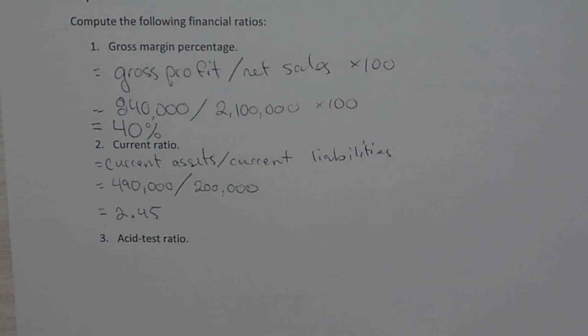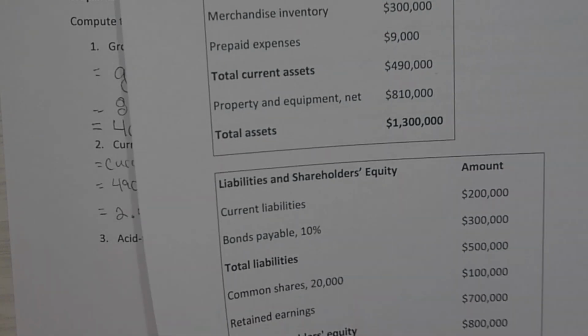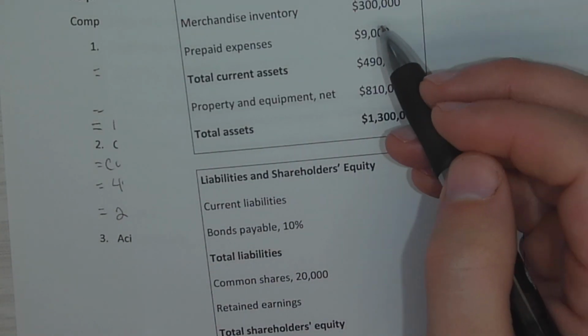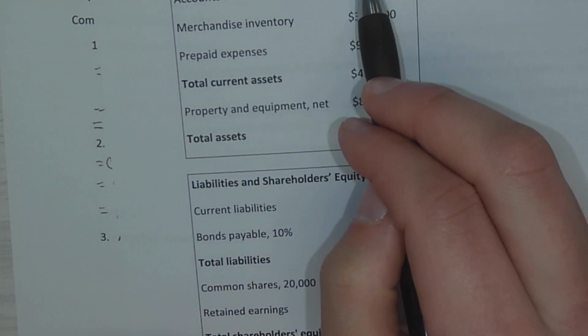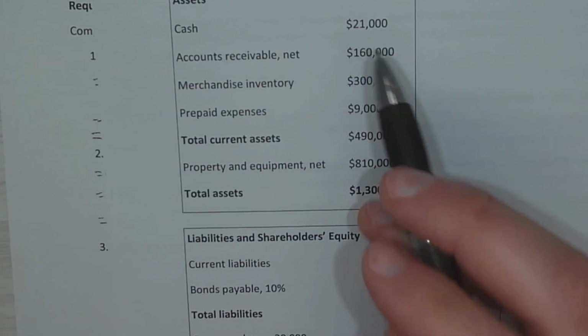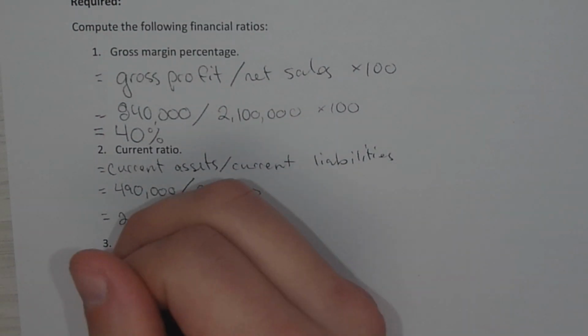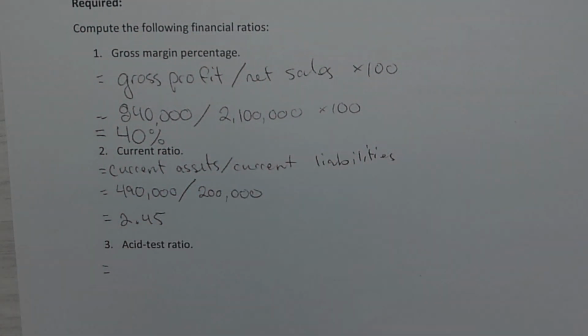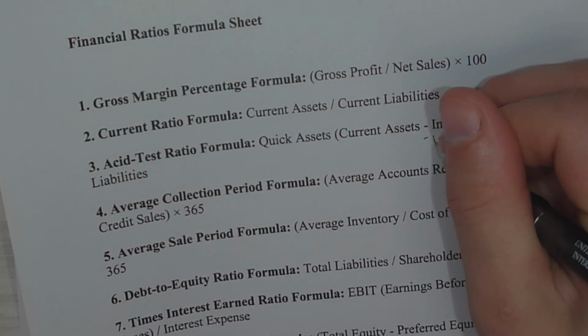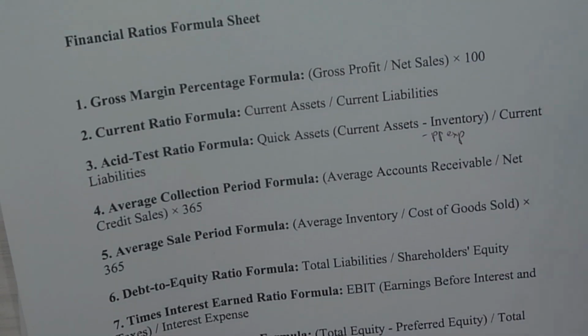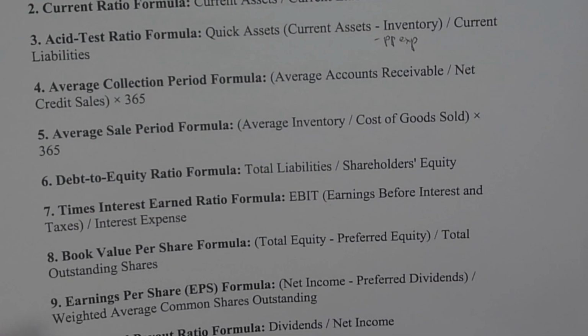Now our acid test is similar, but it's going to be our quick assets, which is going to exclude our merchandise inventory and our prepaid expenses. So it's just AR and cash, which is 160 plus 21, which is 181. And I'll just put the formula here. Our acid test is our quick assets, which is our current assets minus our inventory and minus our prepaid expenses, divided by our current liabilities.